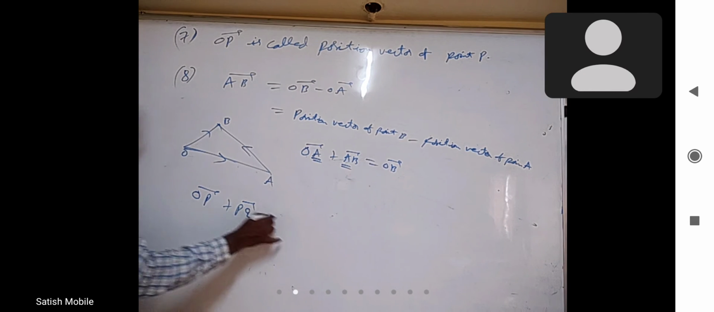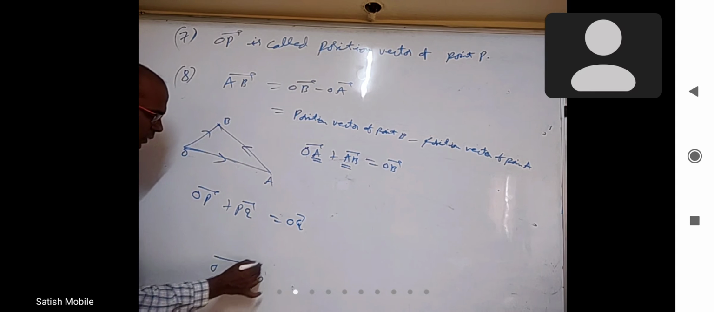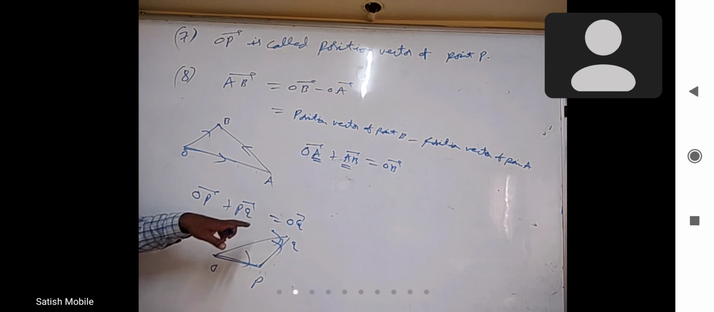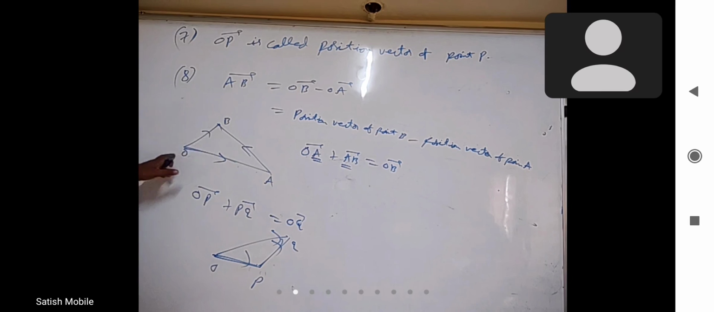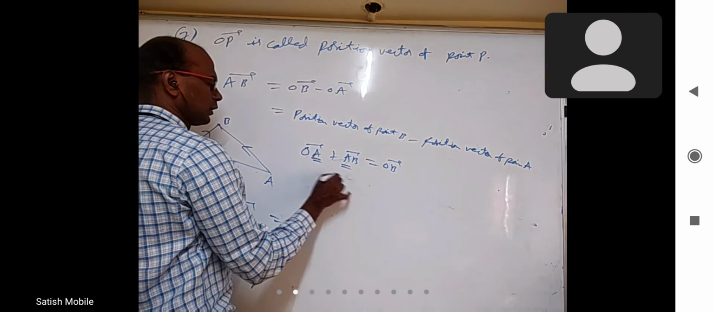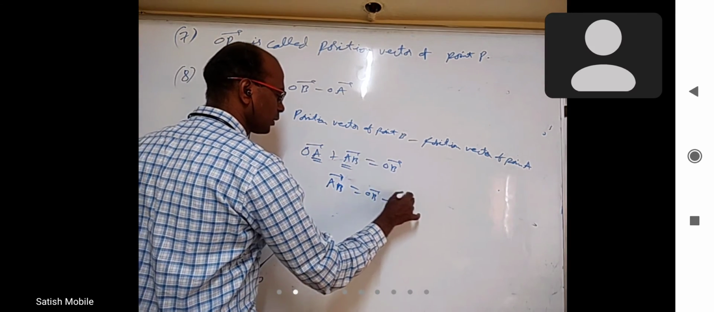Without any figure, directly I can write OQ bar, because where is O, where is P, where is Q, I don't care. OP bar is this, PQ bar is this. Directly OP plus PQ will give me OQ. That is the triangle law. Okay. The same way OA plus AB is OB. Send OA that side. You will get AB bar is equal to OB bar minus OA bar.